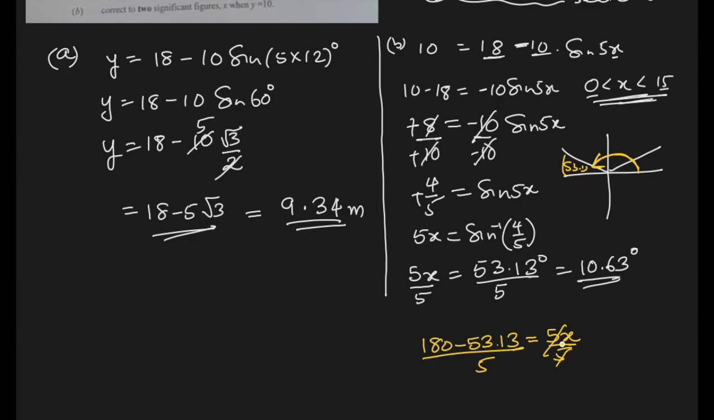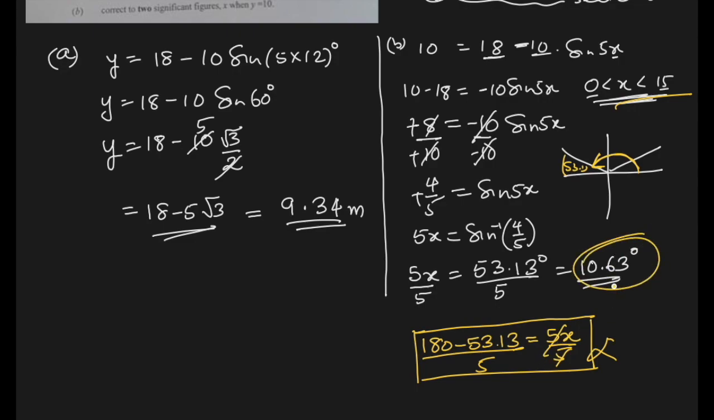126.87 divided by 5 will be 25 and plus, and it is much more than this. So no, this answer was not required. Just for the sake of finding out, I did it. So this is the only answer we have. Oh, it is not degree actually. Yeah, as I said, x is some variable. So 10.63.